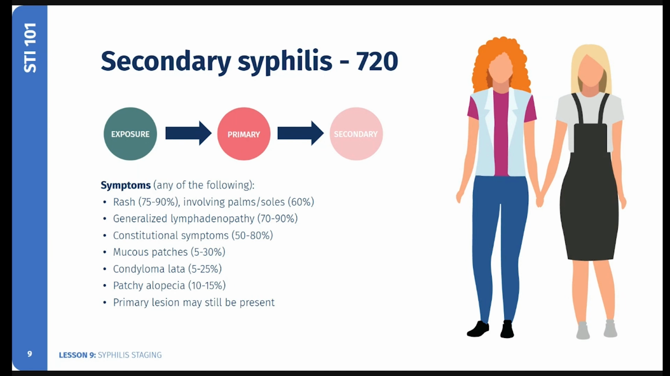You will want to become familiar with the terms in the slide because you will have to review medical charts to look for symptoms of secondary syphilis. A secondary case would be assigned the disease code of 720.